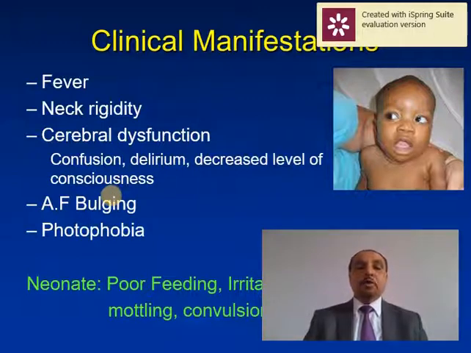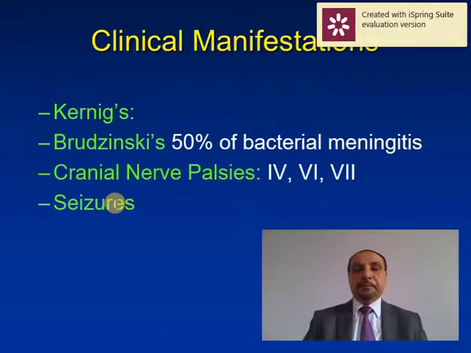There will be some sort of cerebral dysfunction like confusion, delirium, decreased level of consciousness, bulging anterior fontanelle, and photophobia. But these symptoms will not be there in the neonate. That's why in the neonate you will find a sepsis-like illness, with poor feeding, irritability, lethargy, mottling, and convulsions.